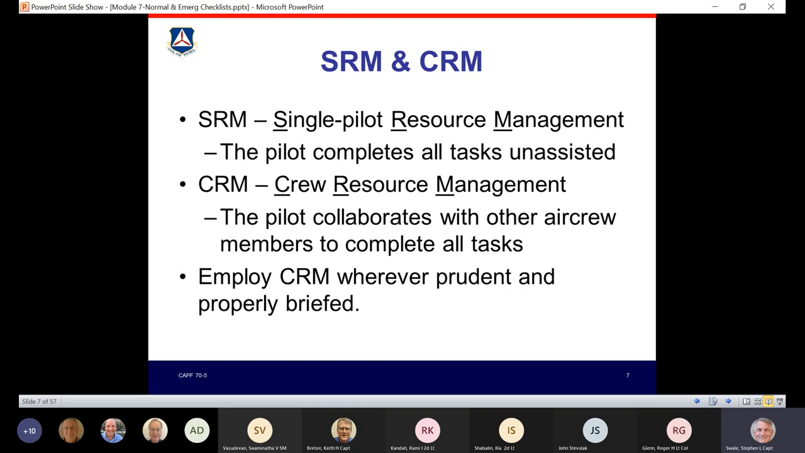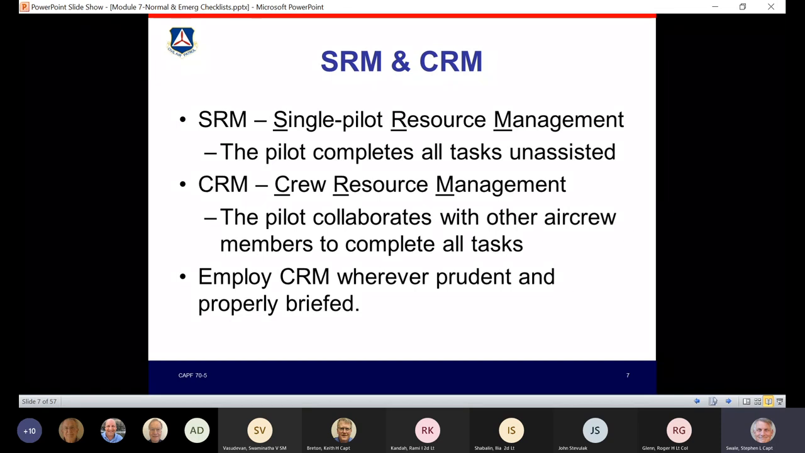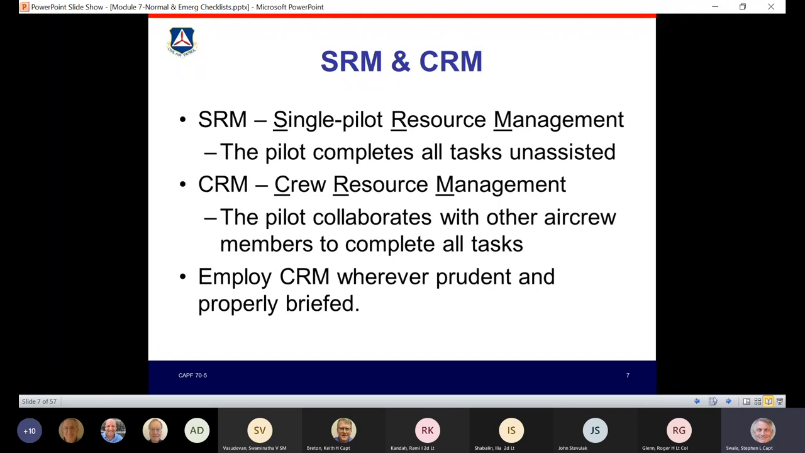In other situations, if at all possible, you want to take advantage of air crew that will be along with you. And so when you add that extra person or more to assist you, then now you really have to pay attention to the brief, so everyone knows what you're expecting from them, and they will know what to expect from you. So employing CRM is something you want to do whenever you think it's prudent, and make sure that you do the brief.